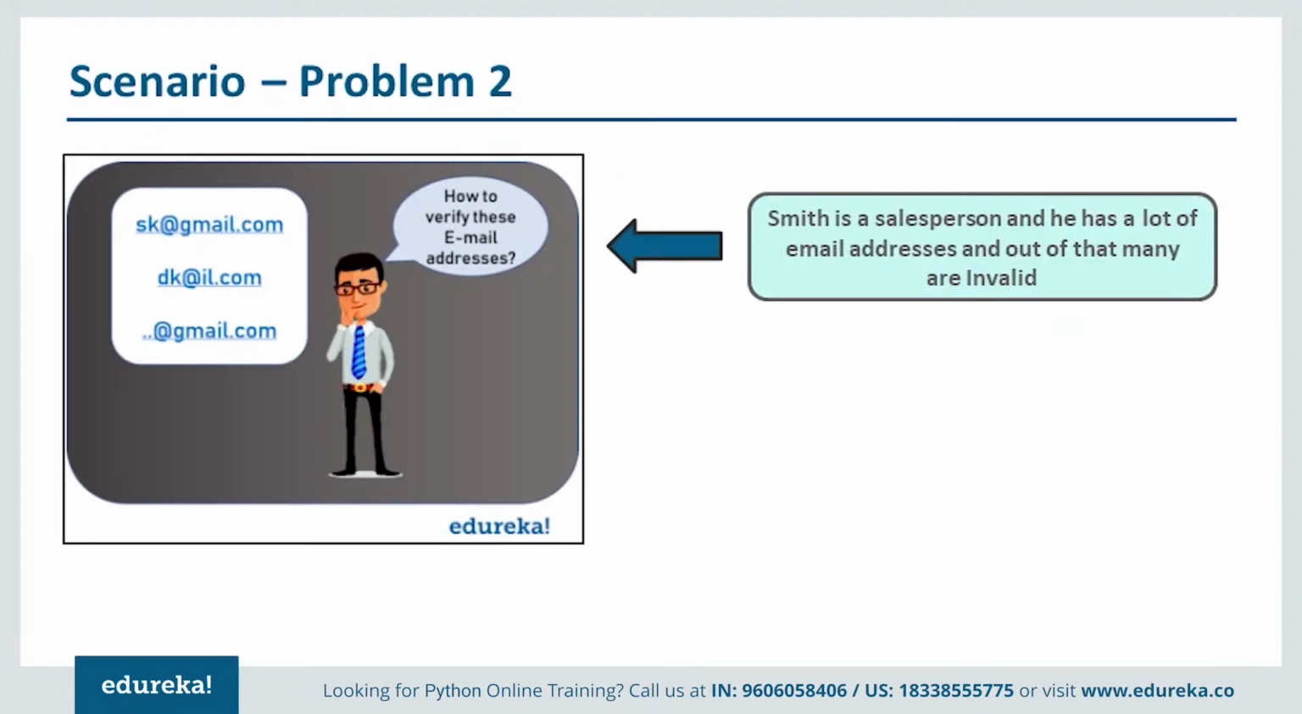Second problem: I have a couple of email IDs. How will I do the formatting in such a way that I can do the checkup and see whether all those email IDs are valid or not, and what are the different ways I can get that problem resolved?